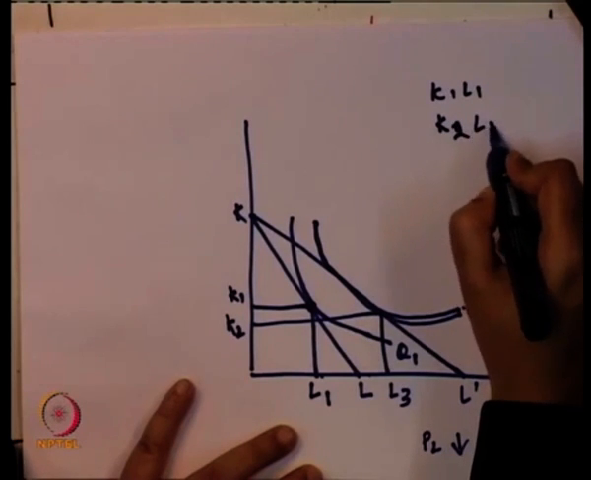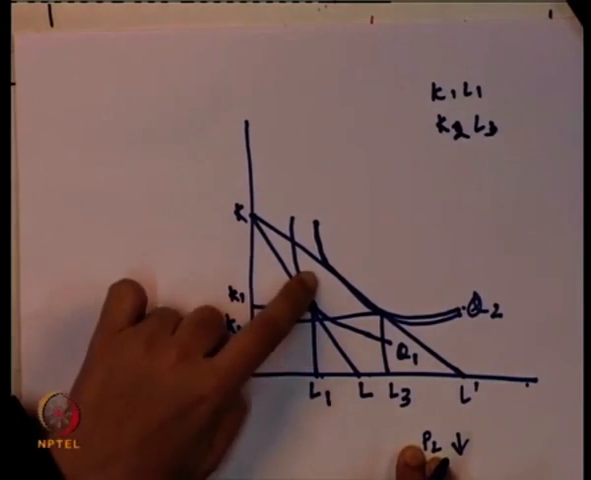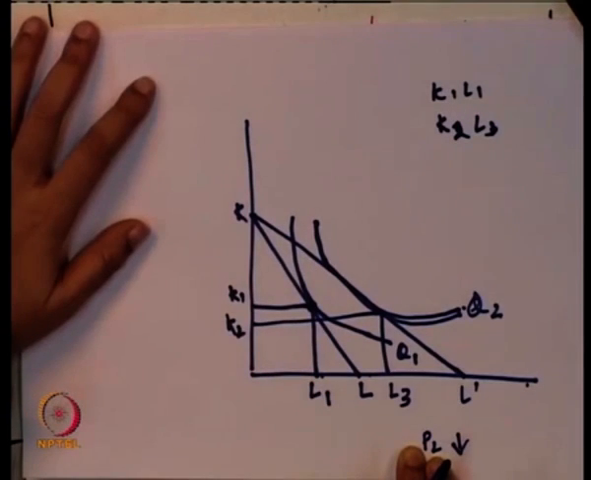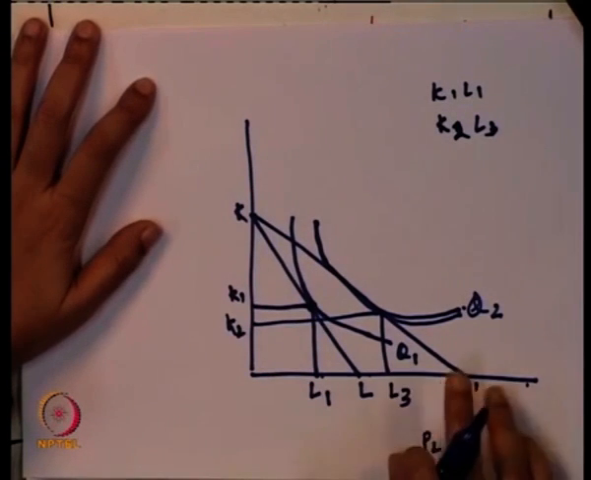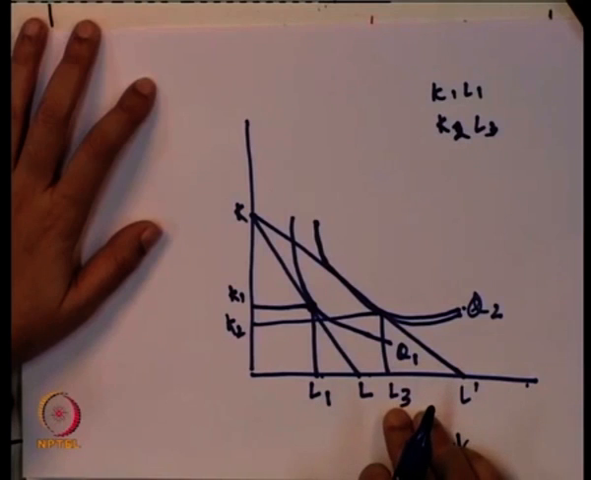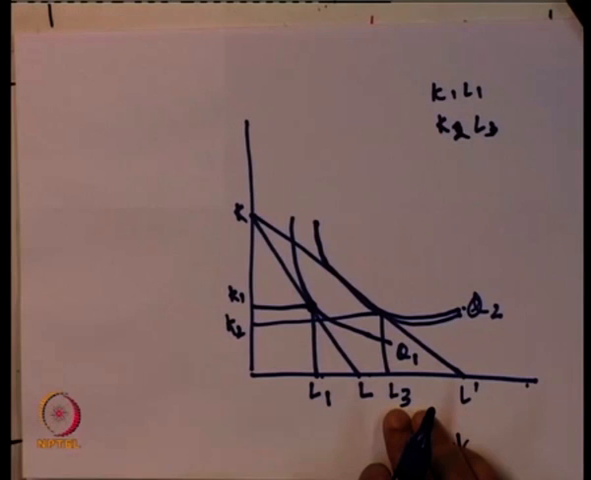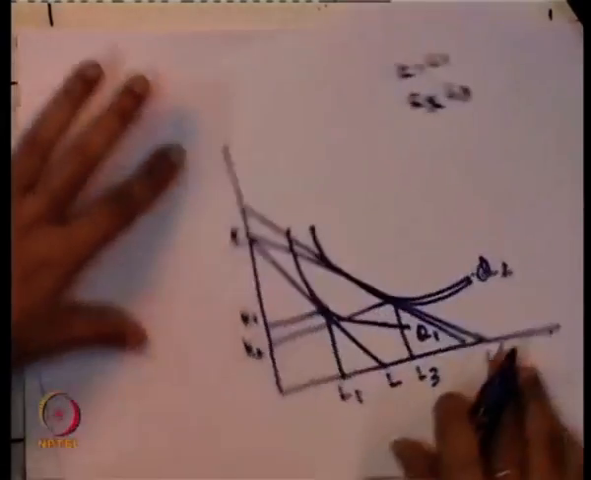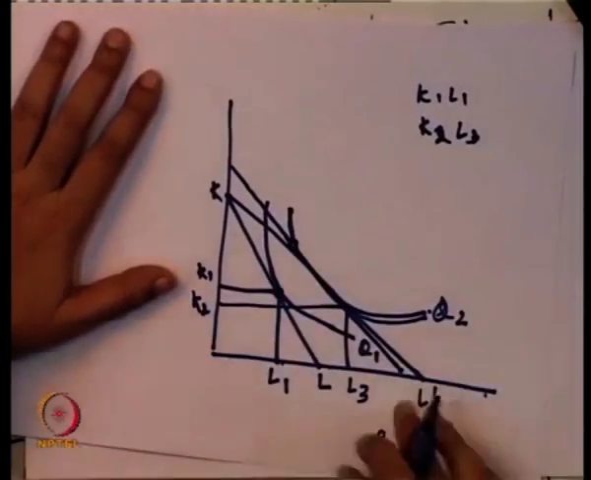Now, to keep the same level of output, the producer still wants to change the input combination. So what they will do is draw a parallel line which is also tangent at a point at this level.